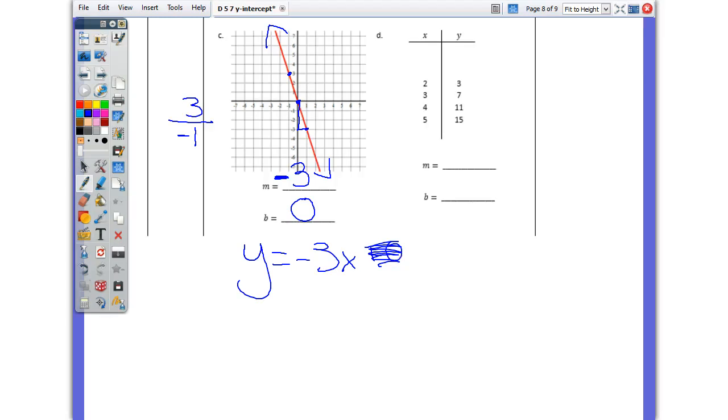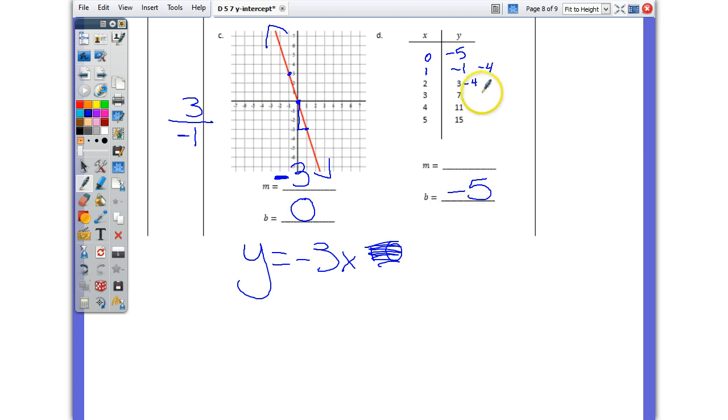Nicely done. Now here we had to figure it out because the 0 is in here. So 2, 1, 0, we have to fill in the chart. So what did I do? 7 to what to get to 3? Minus 4, right. So what's 3 minus 4? Negative 1. What's a negative 1 minus 4? Negative 5. So my y-intercept is negative 5.